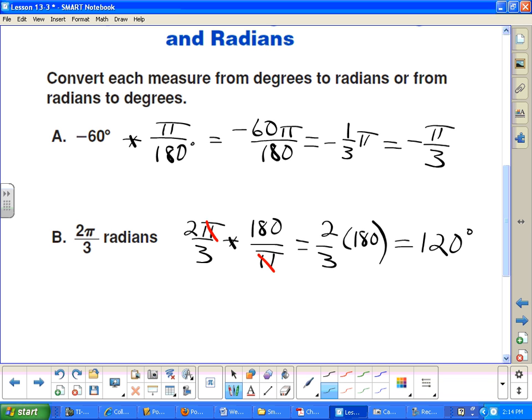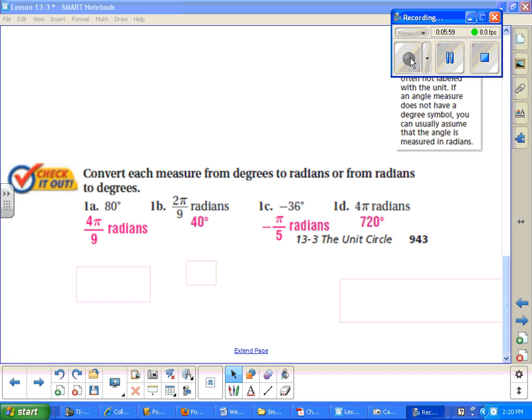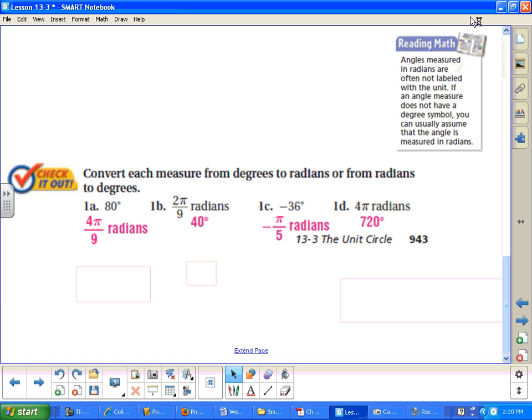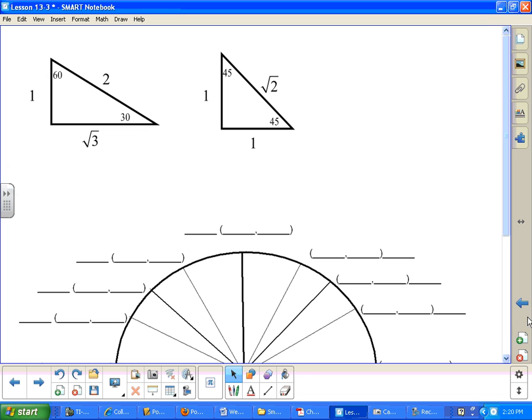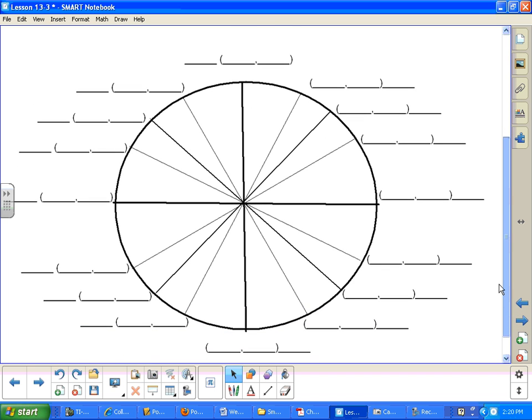Okay. Now, one thing is that when you are writing an answer in radians, you don't have to write radians or put anything there. It's understood that that is radians, but whenever it's degrees, you have to put the degree symbol there. Okay? So make sure you remember to do that. Okay. All right, now we are going to learn about the unit circle.